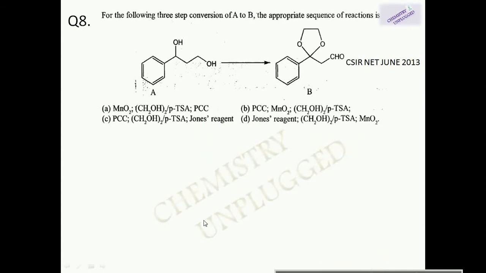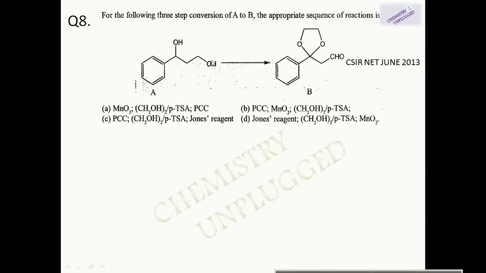Next question is from CSIR NET June 2013. We have reactant as well as product and you have to identify the appropriate sequence of this reaction. So we have 4 types of reagents here: MnO2, glycol, PCC and Jones reagent. Jones reagent, we know that it converts alcohol into acids, but in the product we don't have any acidic group. So options C and D are not correct.